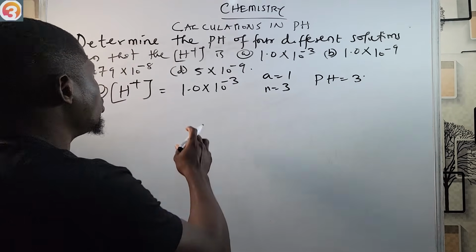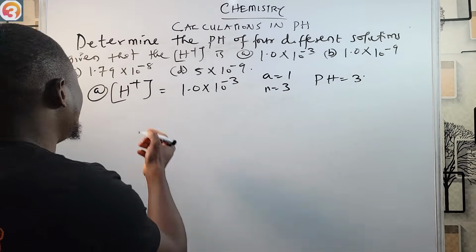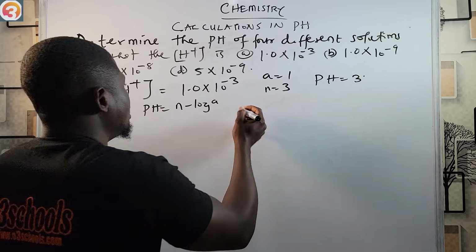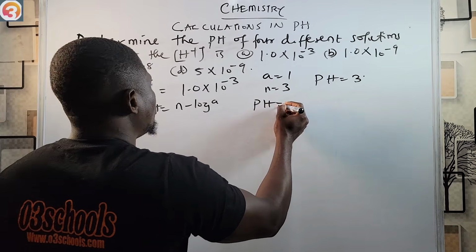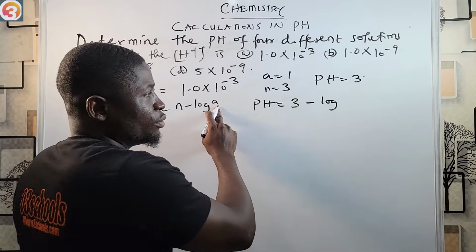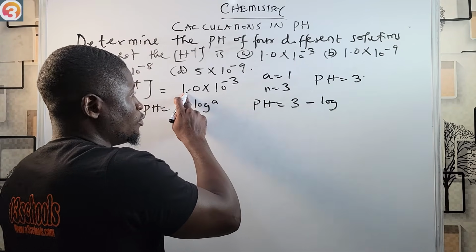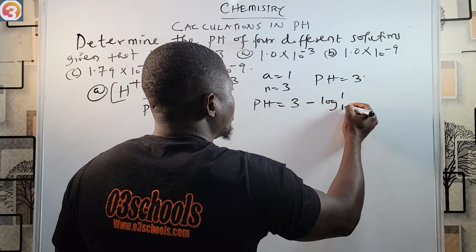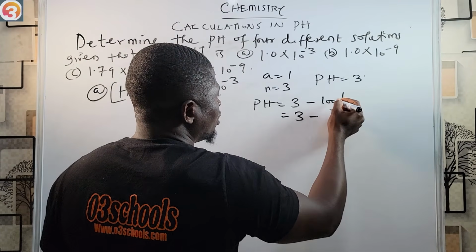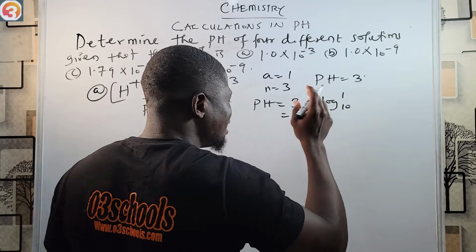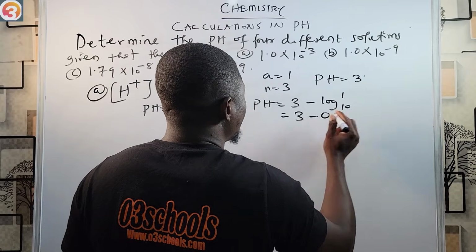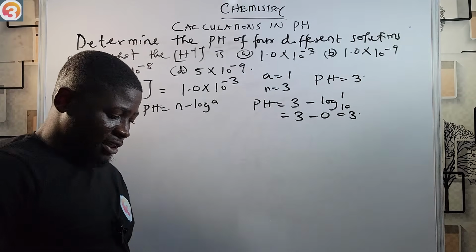All right. So you may also want to use your formula where we say pH is equal to N minus log A. Now N is 3, then minus log of A, and A is 1 here, right? So I have log 1 base 10. If you do that, we have pH equals 3 minus log 1 base 10, which is 0. The logarithm of 1 to any base is 0 from the rules of logarithm. So 3 minus 0 is 3. It's very simple.